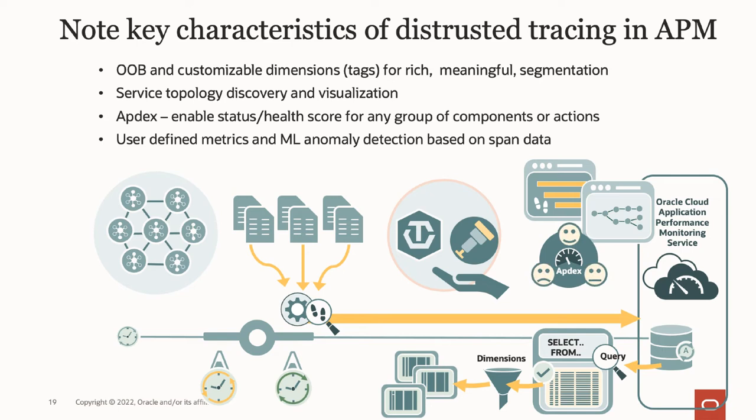Apdex score, or Application Performance Index, is a measurement that tells you how well the application is doing. In APM, you can use Apdex as a metric in a query or as a dimension to filter or analyze the data in Trace Explorer.